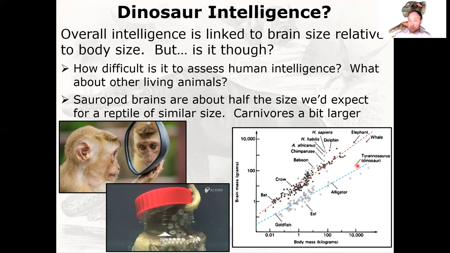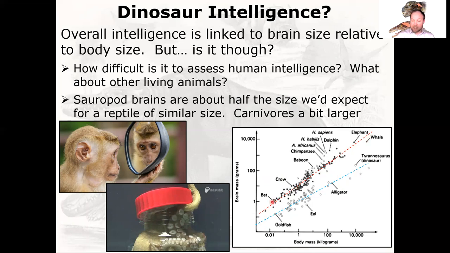Tyrannosaurus plots a little bit above that curve, kind of intermediate almost between the two. And some of the herbivorous dinosaurs plot below it. So Tyrannosaurus is a little bit larger brain than we would expect for this curve. And these are a little bit smaller brain than we would expect for these curves. It's actually logarithmic, so it's substantially smaller than we would expect. But again, what we see is there's two different curves.